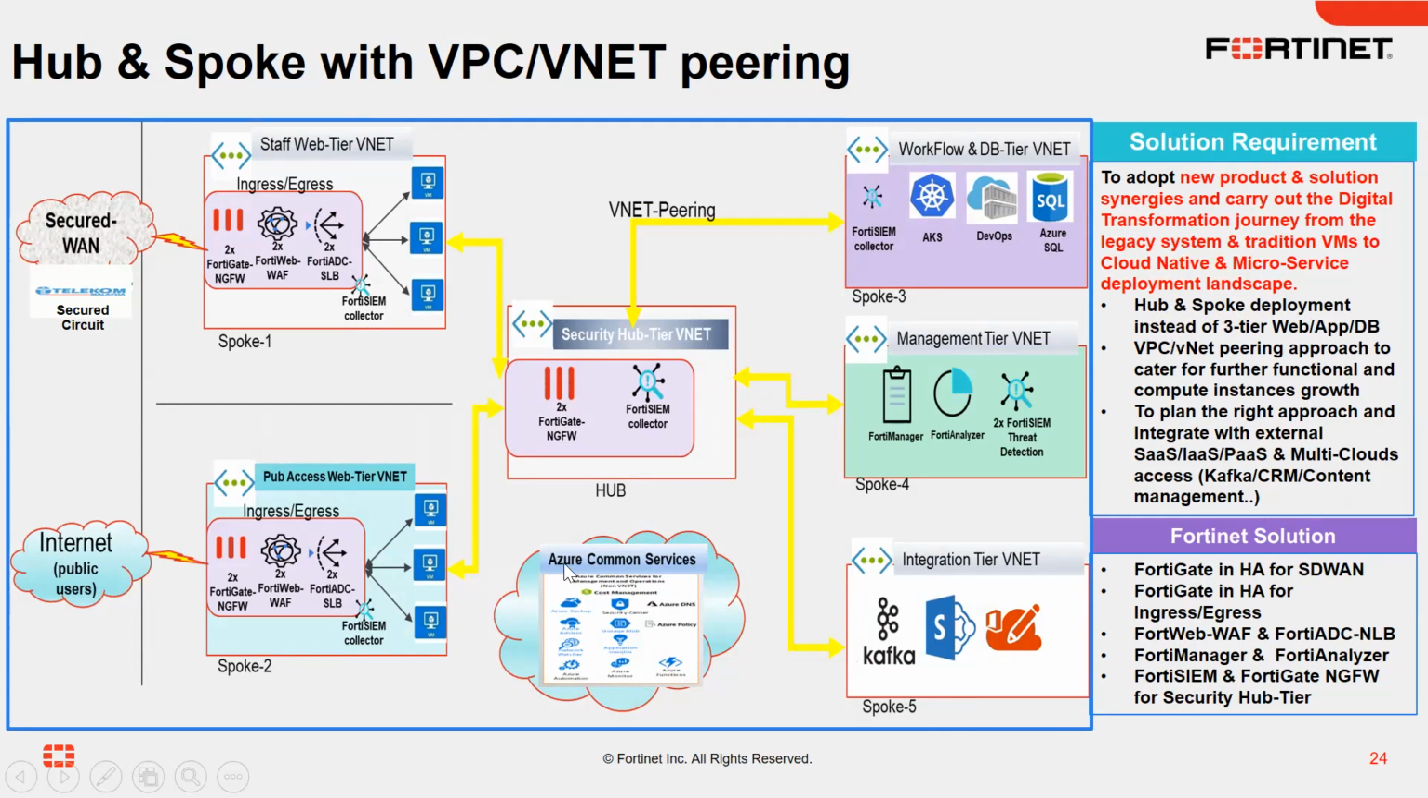So in terms of hub and spoke deployment, we consider the workload from the end user requirement, and also plan the right approach and integrate it with external software as a service, IaaS, PaaS, and multi-cloud access, like Kafka, Microsoft CRM, and content management. So in terms of total solution, it is similar to a 3-tier deployment, but we put it into a hub and spoke deployment accordingly.